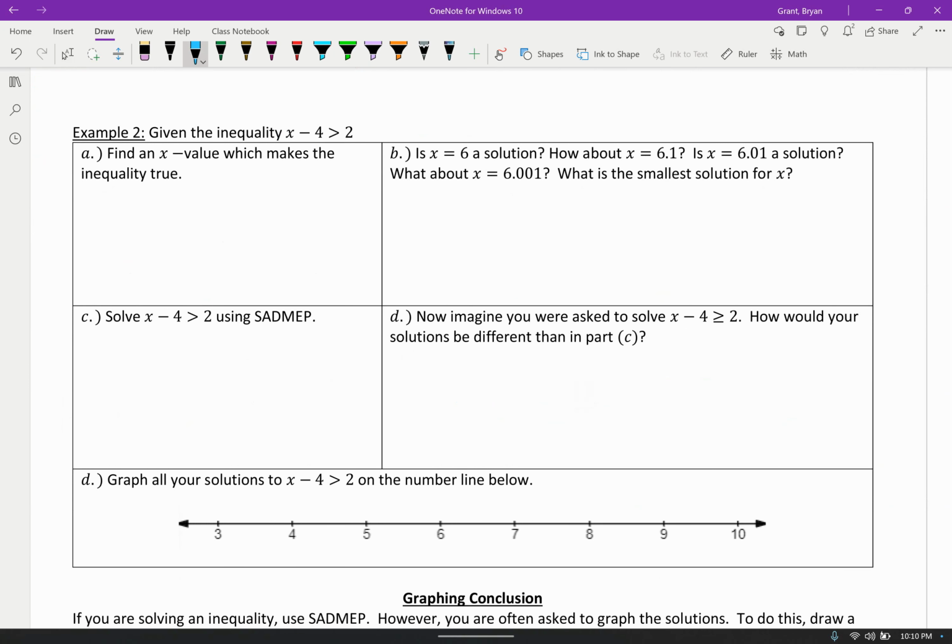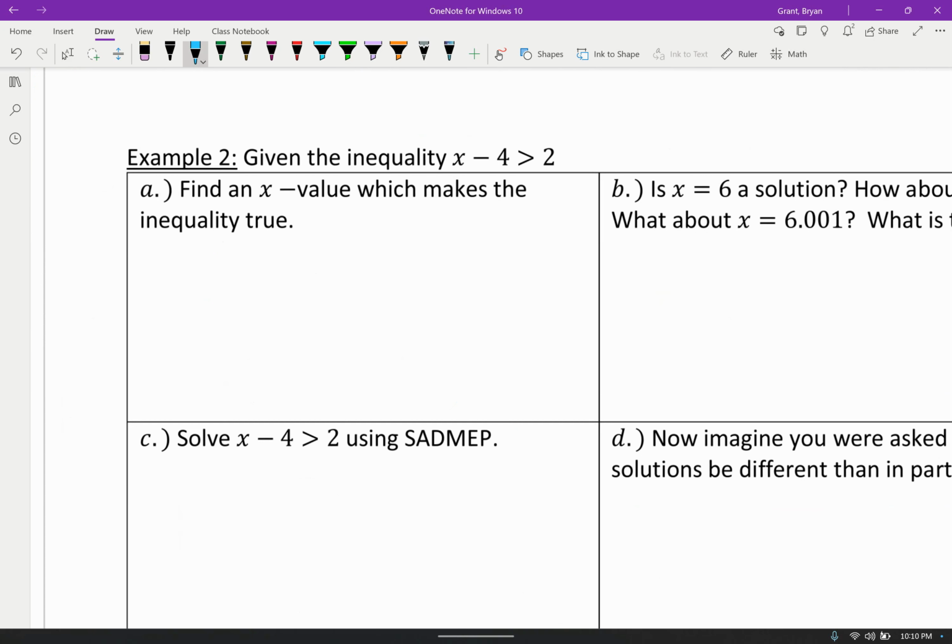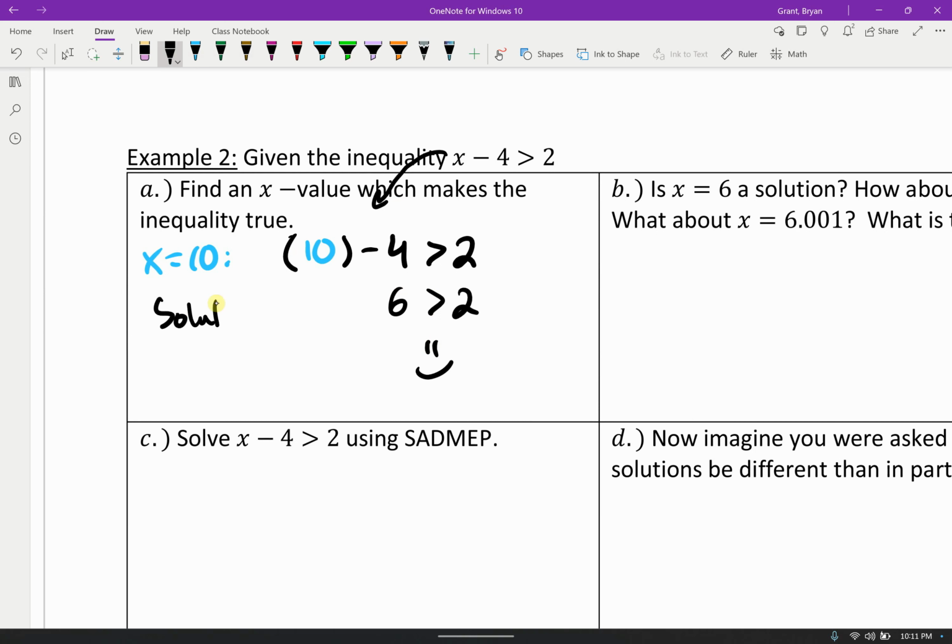Our second example is the inequality x minus 4 is greater than 2. The first part says find an x value which makes the inequality true. Well, let's pick something big. Let's pick something like x equals 10. We're going to replace the x in our inequality with 10. We keep the greater than sign, we keep the 2, and what is 10 minus 4? Well, that's 6. Is 6 greater than 2? Yeah, it definitely is. So I'll put a smiley face, so that means that 10 is a solution because it made a true statement.